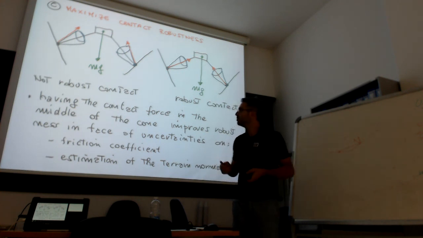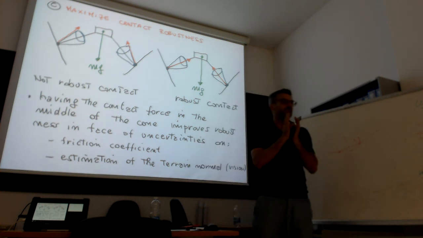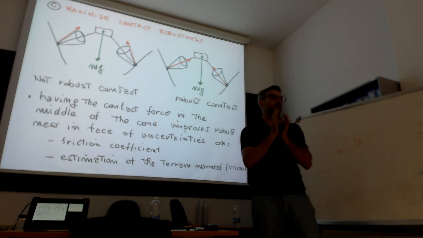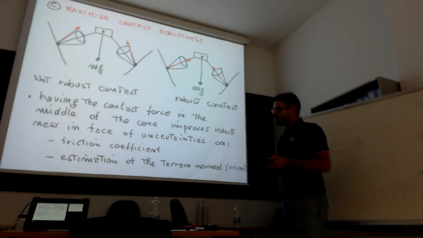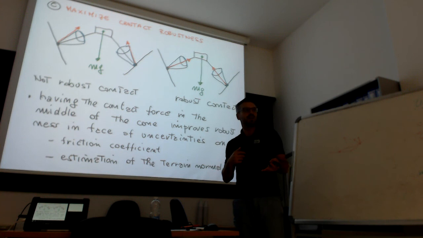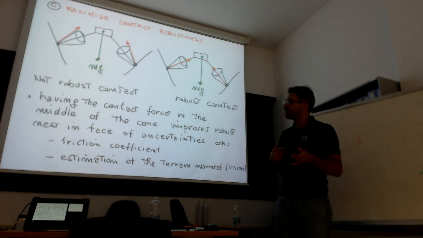That's why normally you use a smaller, conservative friction coefficient in your controller with respect to the one that you think you are facing in the environment.